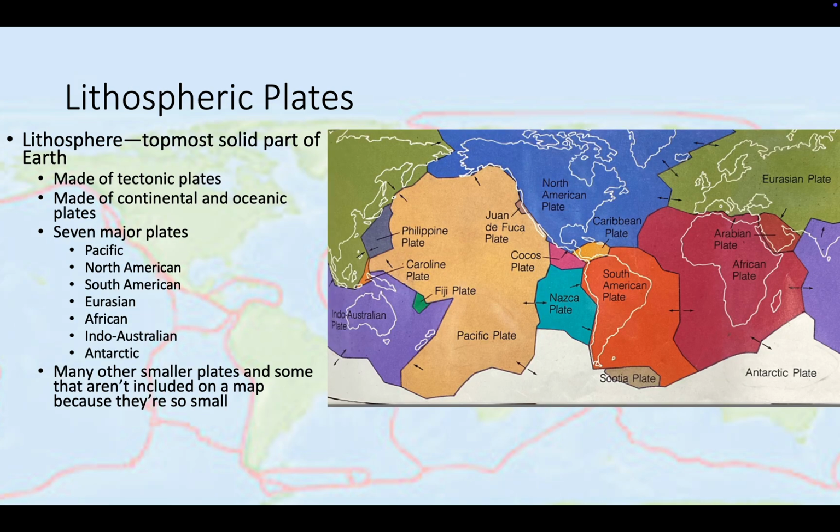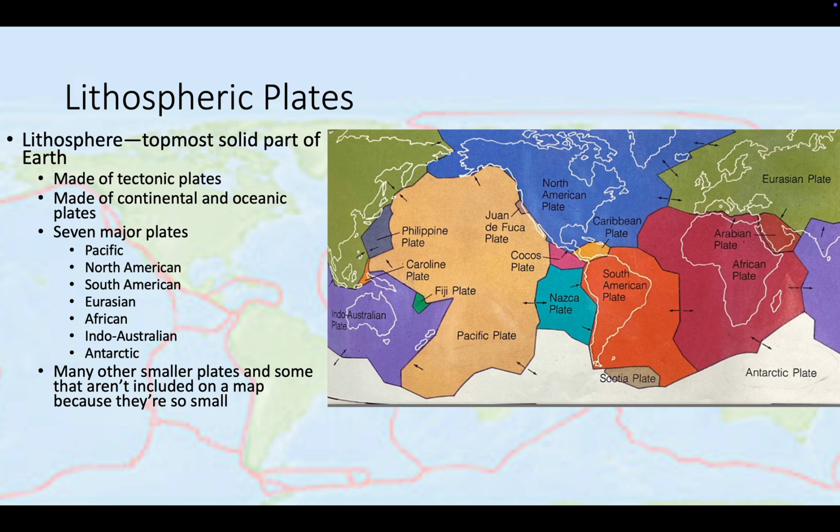Okay, so the lithospheric plates. We talked about the lithosphere in the last unit. The lithosphere is the topmost solid part of the Earth. If you want to add to this, it is the crust and upper mantle, which you learned last unit. It makes up the tectonic plates. It's made of continental and oceanic plates.